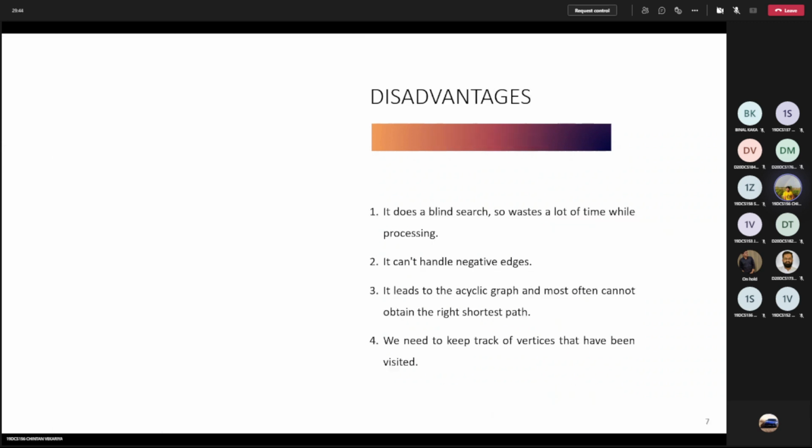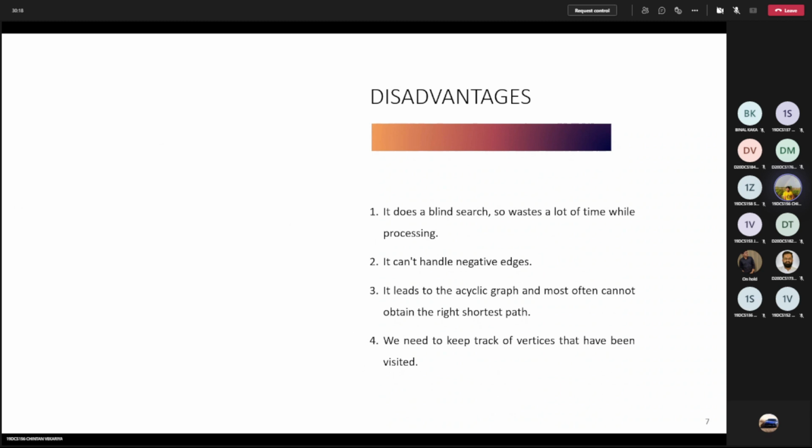Some of the disadvantages of Dijkstra's algorithm are that it blindly searches for the nodes that are directly connected and assigns the weights, and this produces a large amount of overhead, because for each edge we will be calculating the weights assigned to the nearby directly connected vertices. And sometimes it cannot provide the optimal solution, because it cannot handle negative weights.